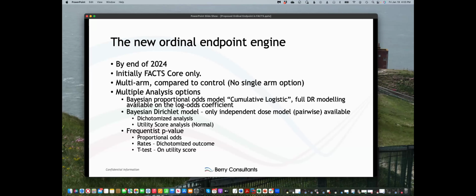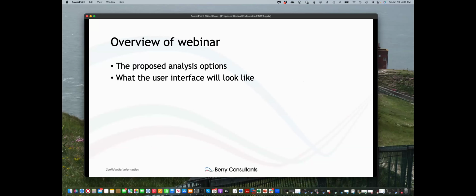An alternative is to use a full Dirichlet model, in which case you'll only be able to do pairwise comparisons, and there'll be a couple of different analysis options under that, one where the result is dichotomized and another where we evaluate things with a utility score. And then we expect there to be some similar alternatives for frequentist p-value calculations: proportional odds, rates using the dichotomous outcome, and maybe a t-test on the utility score. So hopefully that just sets the theme a little bit.